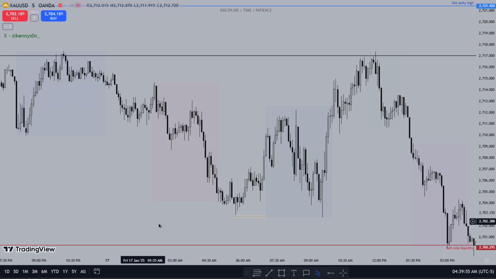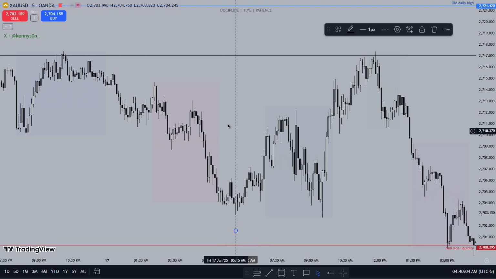But I mark out 5:40. If we do not have a change in state of delivery at 5:40, then I know that there will not be a reversal setup to the opposing liquidity. So 5:40, no order block that's formed. After that, I'll just close out.